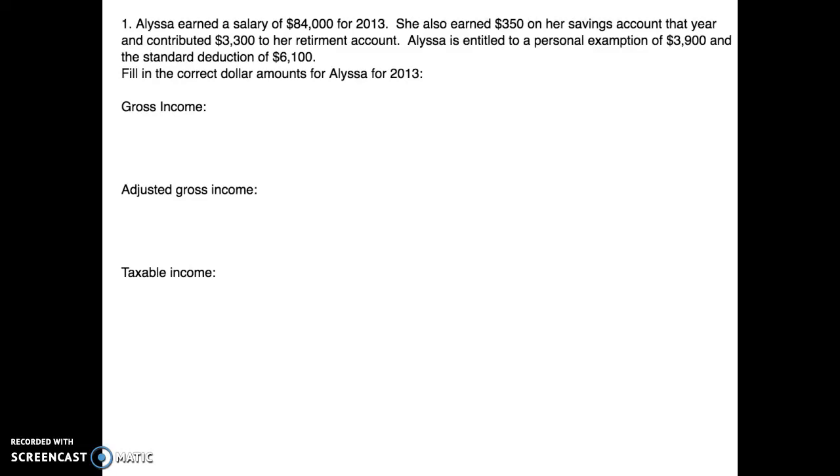Okay, this is the homework for section 4E. So number one wants you to calculate three things: the gross income, adjusted gross income, and taxable income. So gross income is all of the money coming in. So on this one, we will have the 84,000 because that's her salary.